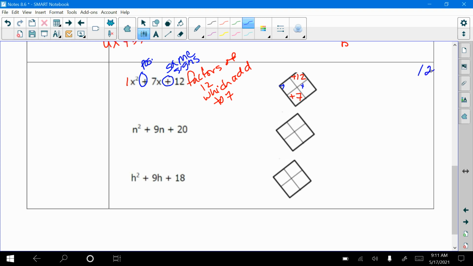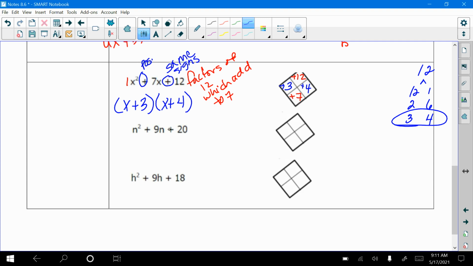Again, I can do my little 12, 12 and 1, 2 and 6, 3 and 4. Boom. So 3 and 4. I'm going to say x plus 3 and x plus 4. Again, I can do FOIL to double check it to see if it works.